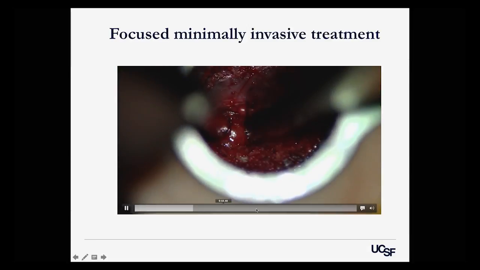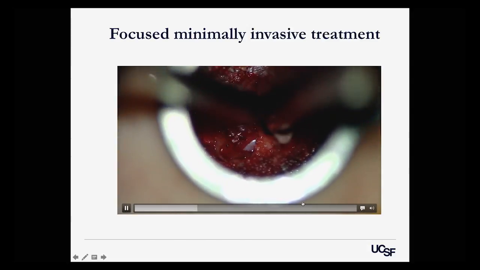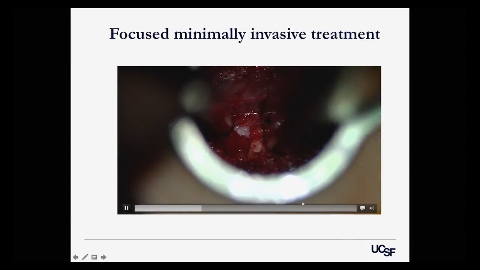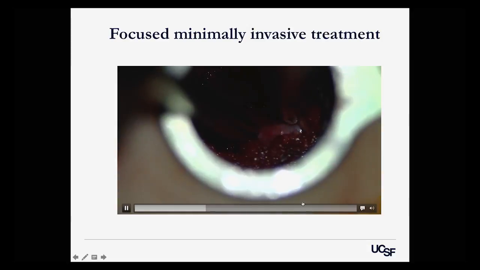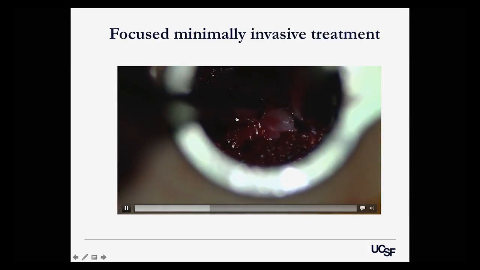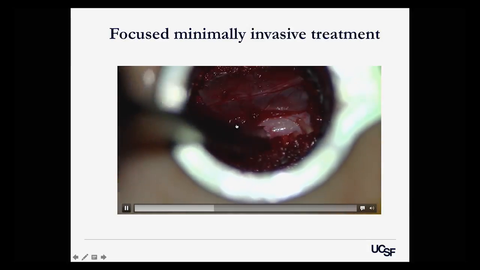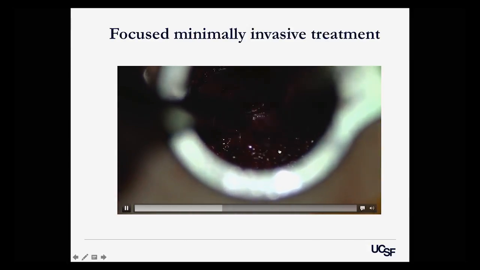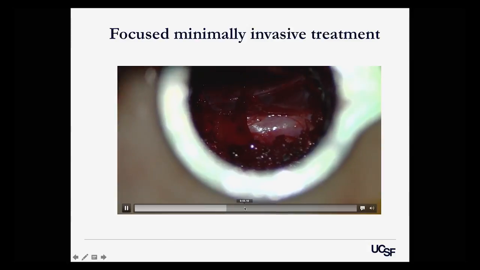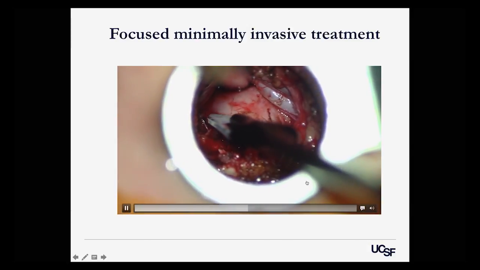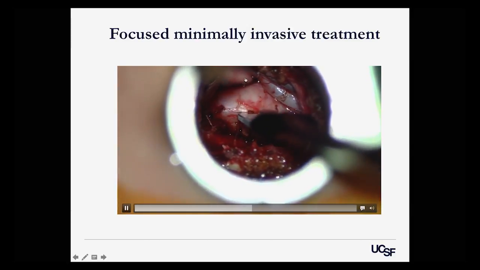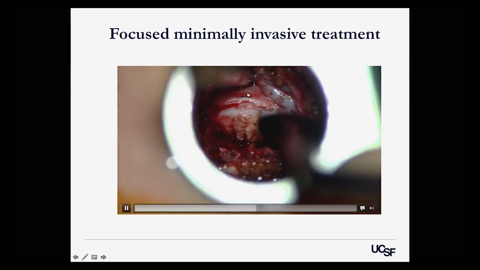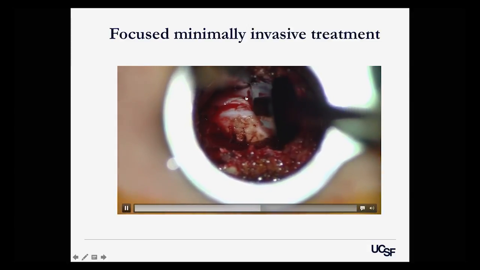I do have some special instruments that I can use to safely remove additional soft tissue to get better visualization of the nerve root here. And eventually underneath this is going to be the disc herniation. So the nerve is being retracted and protected, and I'm doing an incision in the capsule that's covering that disc herniation.